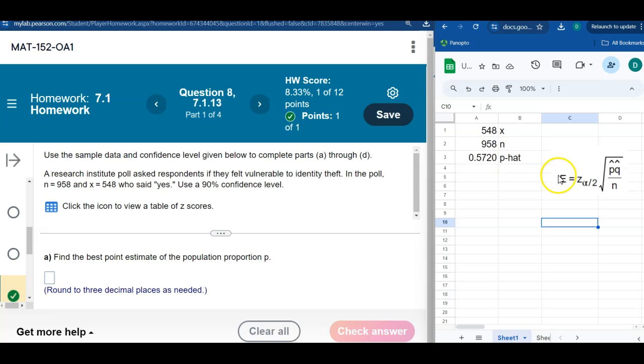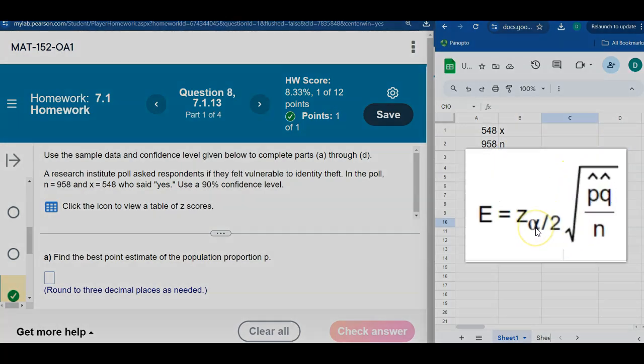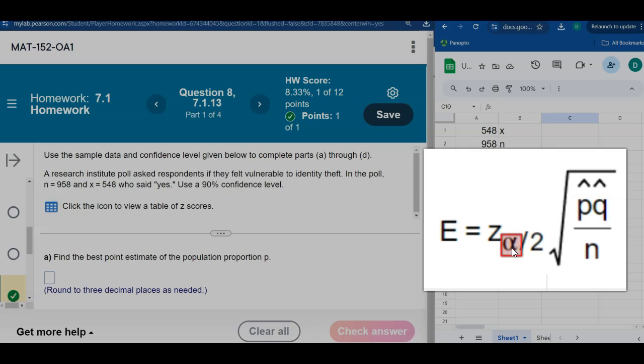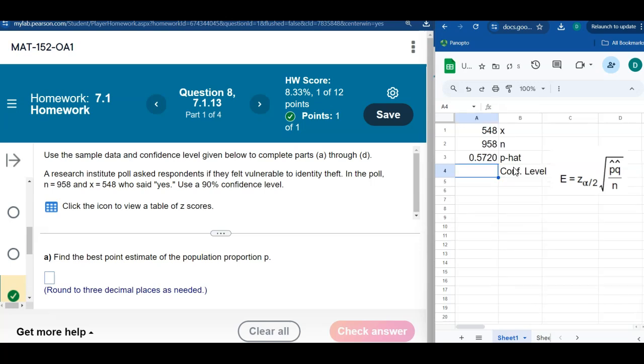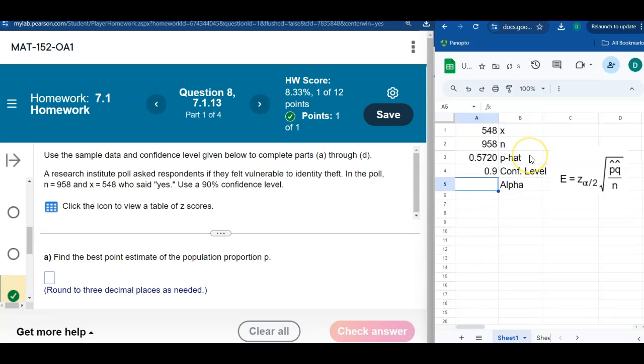So to get the margin of error, notice there's all these different things in here. Alpha is the big one that we need. So I'm going to put confidence level, right here is 90%, so 0.9. Alpha is 1 minus that. So you can do equals 1 minus and click on that, or you could just type 0.1. You see, 0.1 is the value of alpha. Alpha is always 1 minus the confidence level.